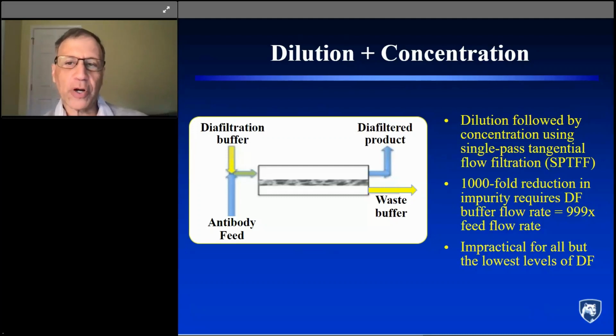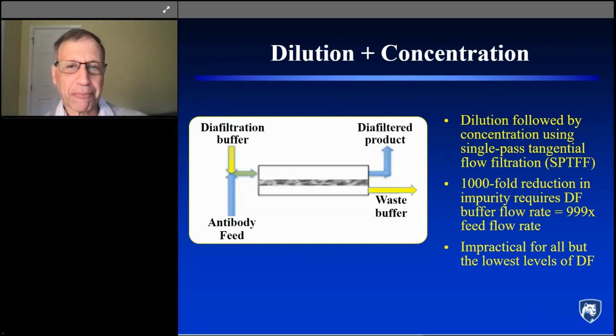Now, although this works in principle, it does not work in practice, because in order to get 1,000-fold reduction in the concentration of any of the buffer components that are currently present with the monoclonal antibody product, you would need to use a diafiltration buffer flow rate that was 999 times larger than the flow rate of your antibody product.